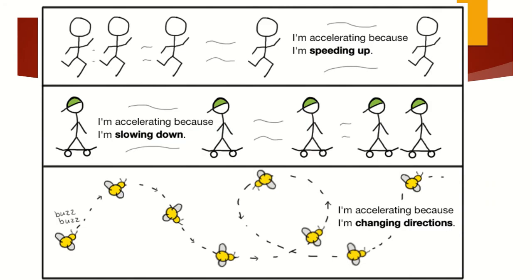So here's a diagram. As I just mentioned, something can be speeding up, so it's accelerating if it's increasing in velocity. Something can also be accelerating because it's slowing down, decreasing in velocity over a given amount of time. And lastly, if something's moving at a constant speed but it's changing direction, it's accelerating as well because it's being displaced. It's changing directions. So those are the three cases of acceleration.